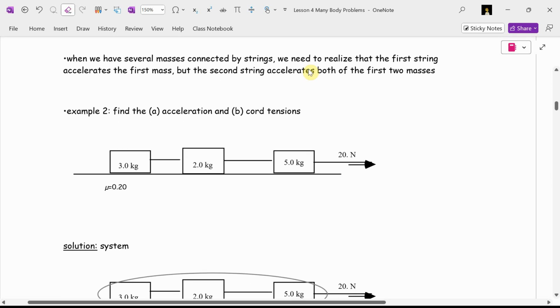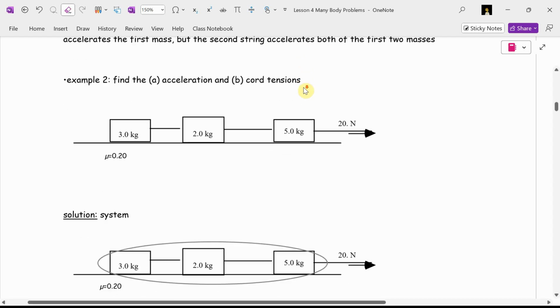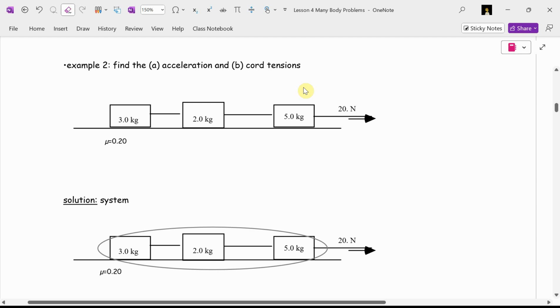What if we have several masses connected by strings? What if we have 3 masses? We need to realize that if we have more than one string, we have more than one tension. So it says find the acceleration, find the cord tensions. Anybody want to guess what this might be a good job for? A free body diagram. So, Cairo, let's see. Ooh, and they want me to include friction. Okay, let's jump all the way in.